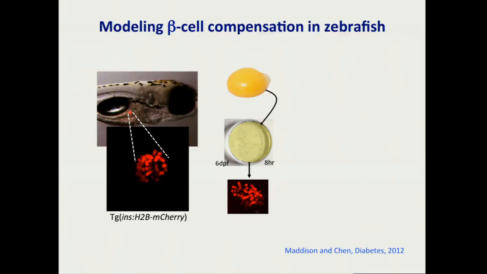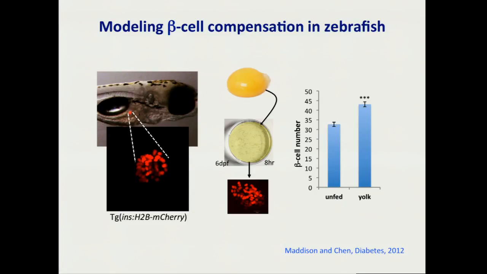We usually prepare it fresh, and we find that you have to culture them for 8 hours to induce a compensatory response. The response is robust, not as robust as you would like, but it's a 20 to 30% increase within 8 hours. We thought that was a very good model to start working with. This increase is due to beta cell differentiation from progenitor cells.